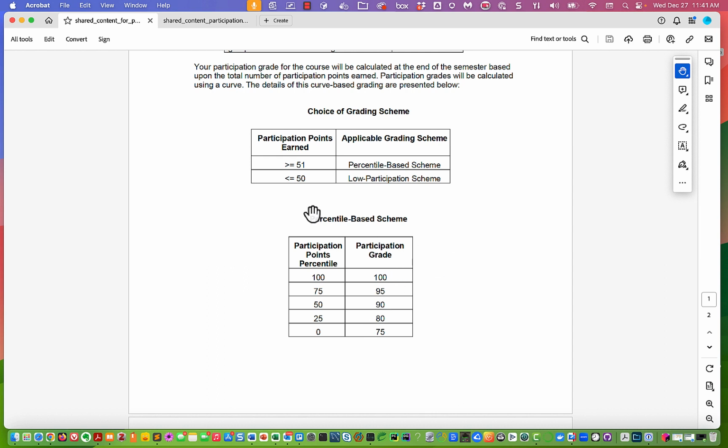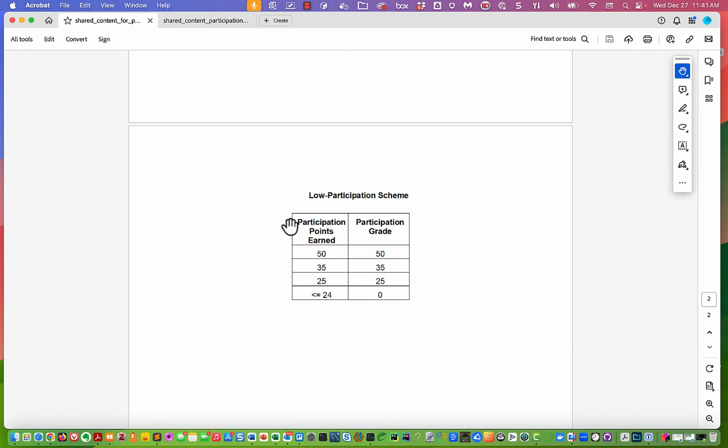Okay, so if you've scored 51 participation points or greater, which, again, I'm hoping everybody's going to do, most people are going to get a fairly favorable participation grade. Okay? Now, what if things go wrong and you're part of a group of people who are in this low participation scheme because you've scored 50 or fewer participation points? Well, this is how this is going to work. The conversion: if you've got 50 participation points, you're going to get a participation grade of 50.